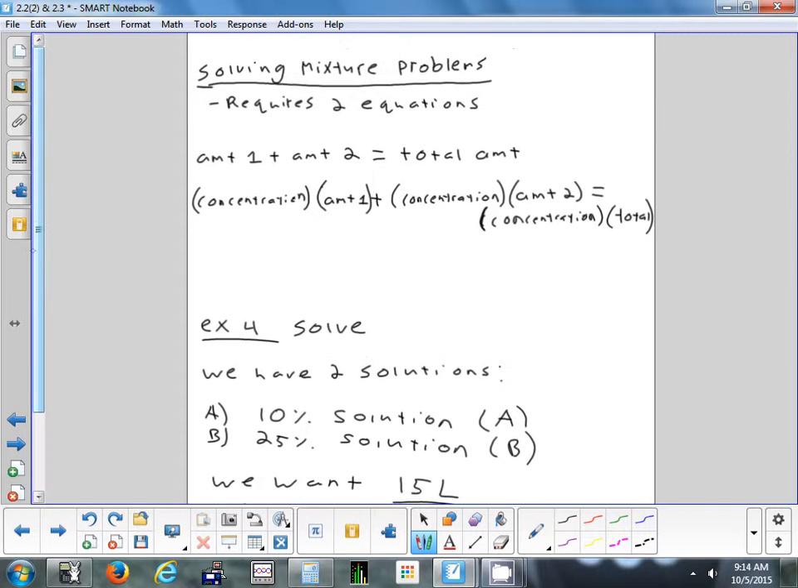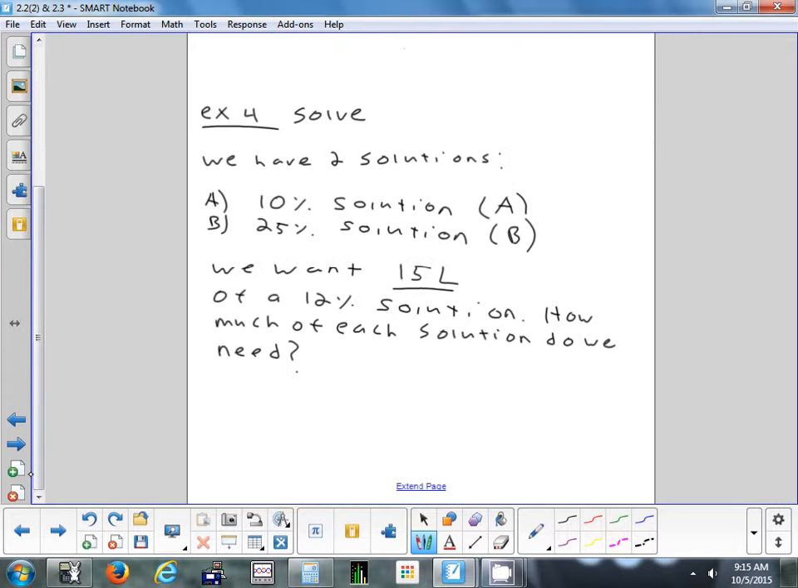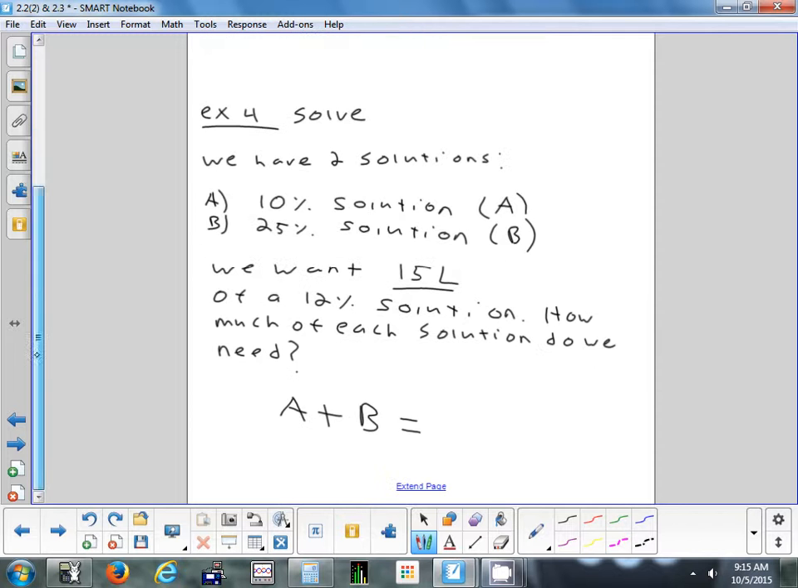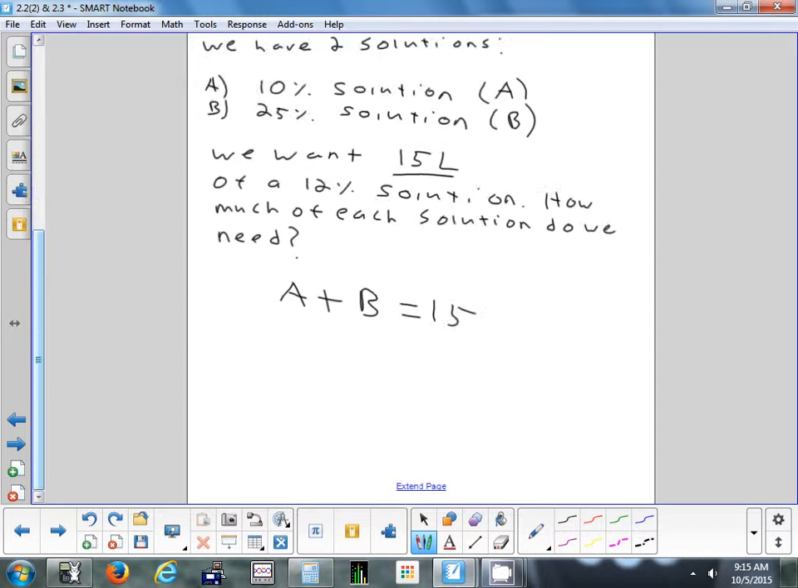All right, first equation. Amount 1 plus amount 2 equals the total. Okay, well, we're going to use A liters of the 10%. We're going to use B liters of the 25%. And what do they want the total to be when we're done? 15. Okay, there's one equation. First solution plus second solution equals the total.